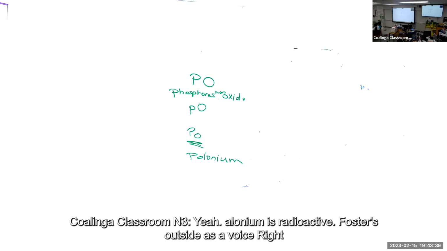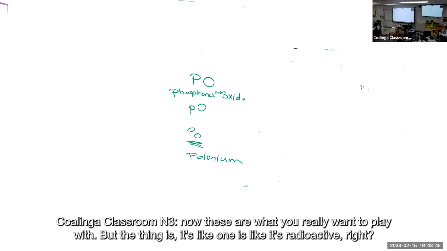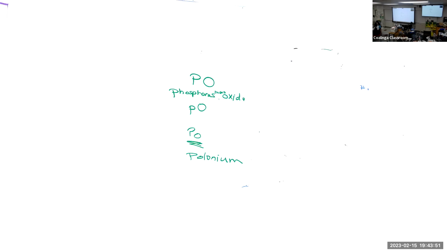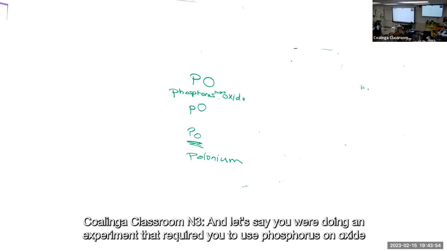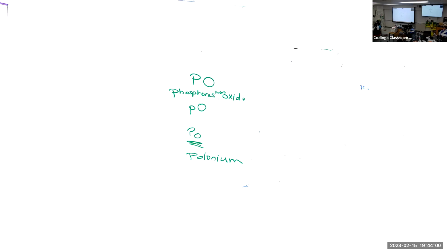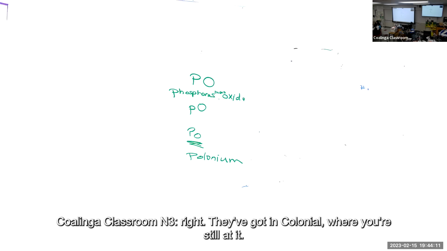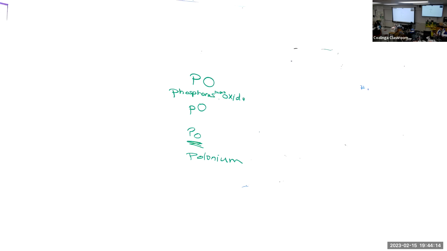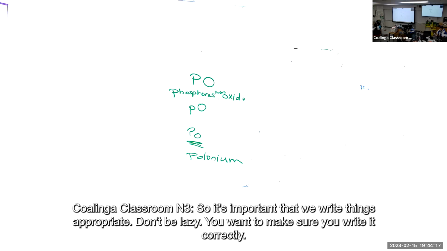Now, polonium is radioactive. Phosphorus oxide is a poison. Neither of them you really want to play with, but one is radioactive. Let's say you were doing an experiment that required you to use phosphorus monoxide, and somebody gives you polonium. Totally two different types of PPE. You can only imagine what type of reaction you're going to end up with if you're adding polonium where you're supposed to be adding phosphorus monoxide. So it's important that we write things appropriately. Don't be lazy. Make sure you write it correctly.